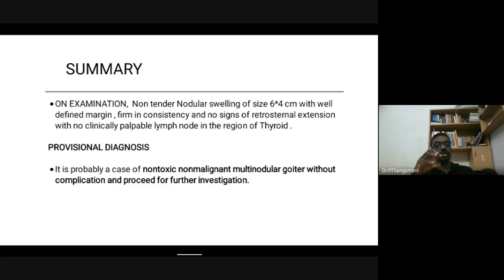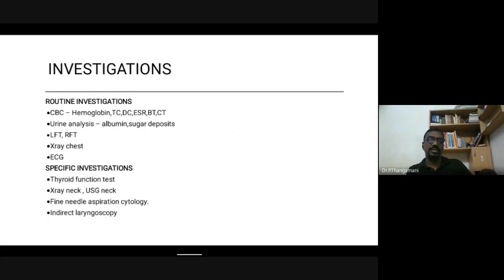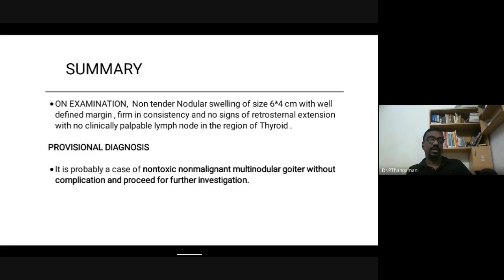In the summary we take a little from the history. Why it is important, I tell you. If it is a breast case, and a 65-year-old lady came, or a 30-year-old lady or a 28-year-old girl came, the age is very, very important there. Here also the age is important. As the patient becomes elderly, the chances of malignancy are more. In a summary, the first part should always be history compilation, then your examination compilation, and then we give a provisional diagnosis. So it's a case of non-malignant, non-toxic, multinodular goiter.